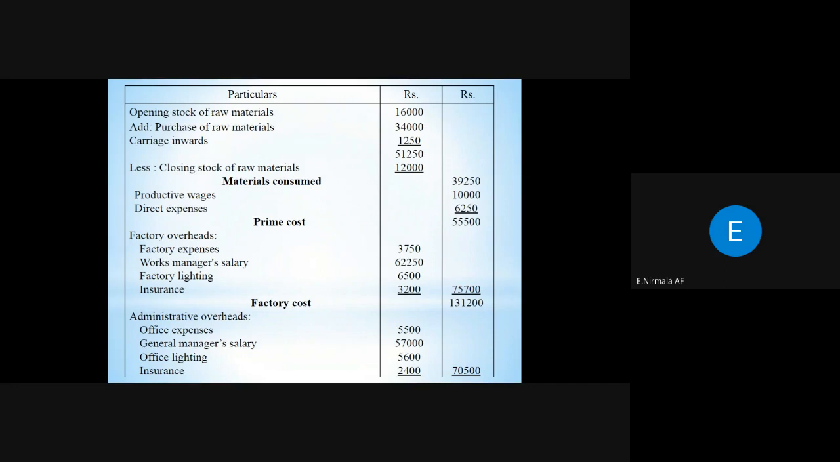So first we have to find out the direct material or cost of raw material consumed. In the question, we don't have direct material. So we have to find out cost of raw material consumed. So what we have to do, we have to take opening stock of raw material, and then we should add purchase of raw material, carriage inward, and we have to deduct the closing stock of raw material. Then we will get cost of raw material consumed, 39,250. Then after that, we have to take productive wages or direct wages, and then direct expenses. Then the prime cost is 55,500.